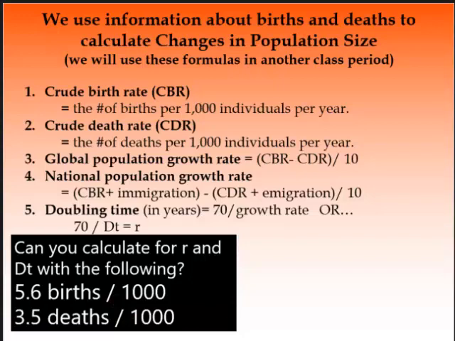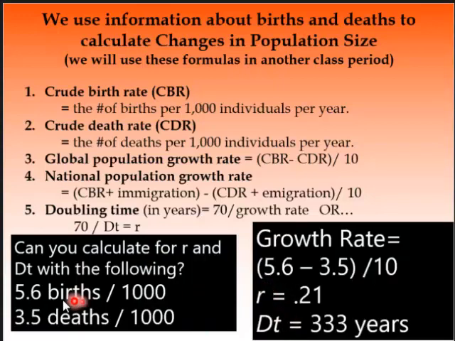You're going to pause after I explain this, and then you're going to check your answers. So calculate the growth rate and doubling time if we look at the last slide's scenarios. We have 5.6 births per thousand, so that's our CBR, and we have 3.5 deaths per thousand, that's our CDR. I want you to try and calculate the growth rate of this population at these current births and deaths, and calculate the doubling time. Pause and calculate.